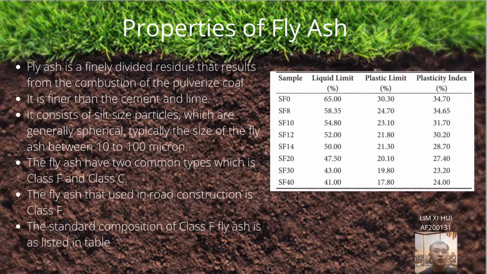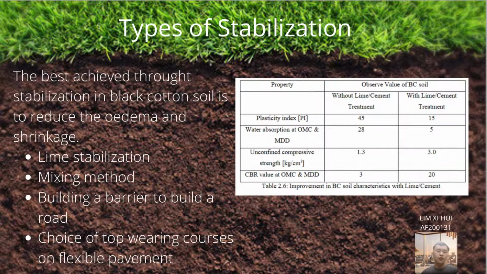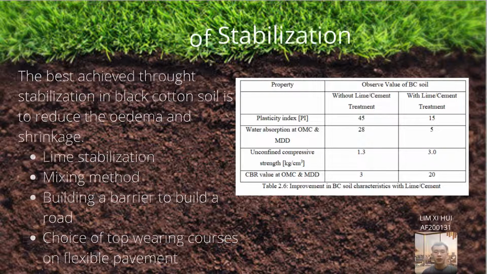The property of fly ash. Fly ash is a finely divided residue that results from the combustion of pulverized coal. It is finer than cement and lime. Fly ash has two common types, class F and class C. The standard used for road construction is class F, and the standard composition of class F is listed in the tables. There are four types of stabilization: lime stabilization, mixing method, building a barrier to build a road, and choosing a top bearing course on fixed cement pavement.